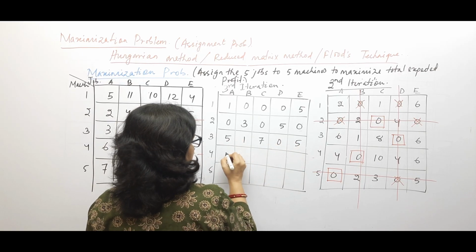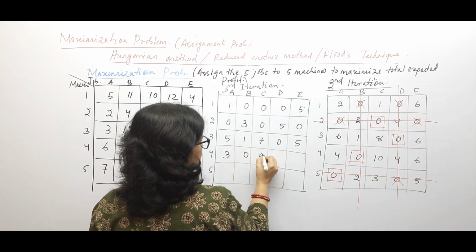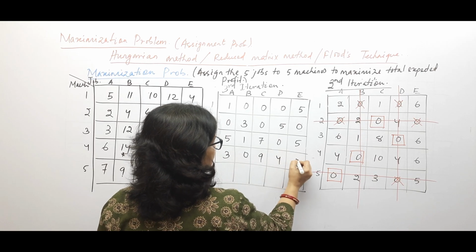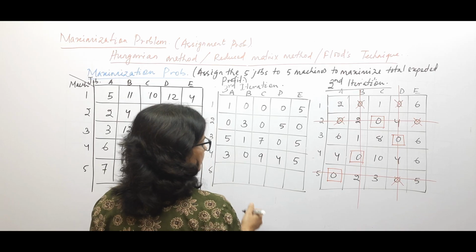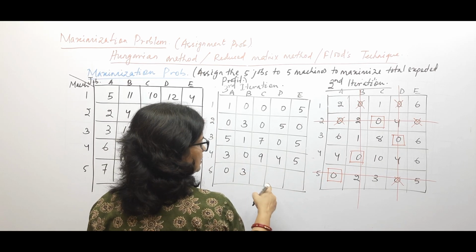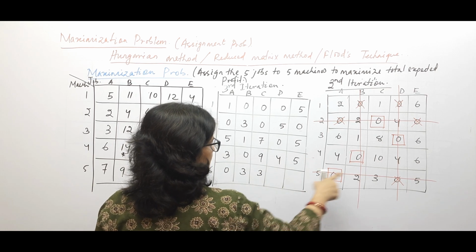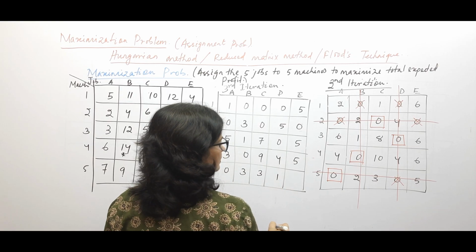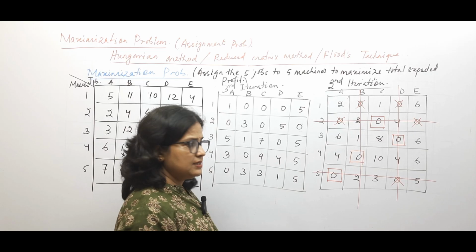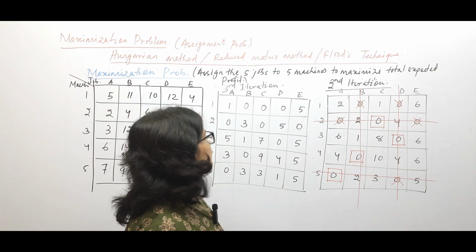Again this is 3, this is 0, this is 9, this one 4, this is 5. Again 0, this is an intersection 3, then 3, then there is an intersection, we can add 1 here, and this is 5. Let us assign the 0s again.